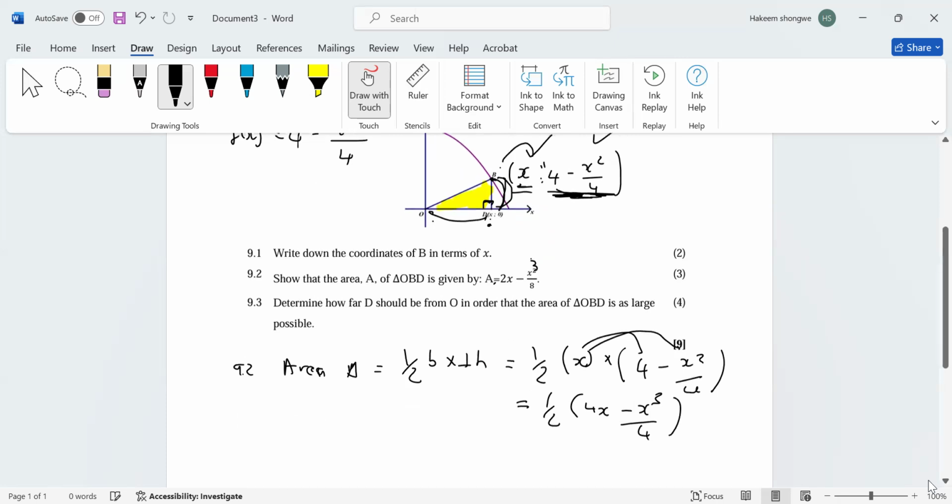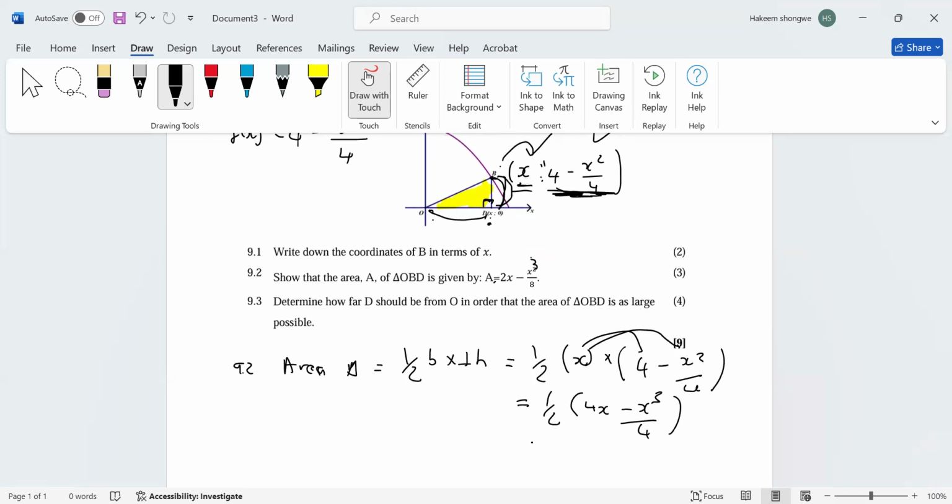Now we're going to further FOIL in the half, which is going to give us 2x minus x cubed over 8.